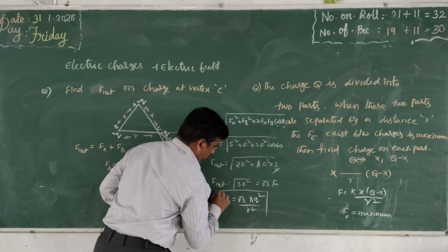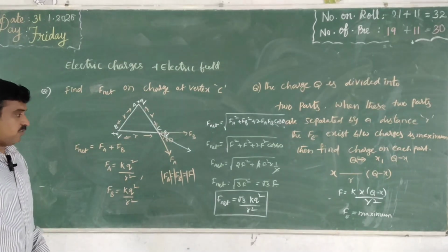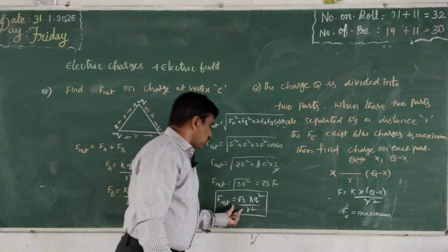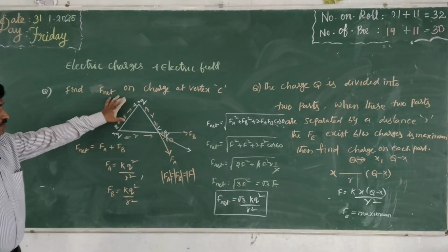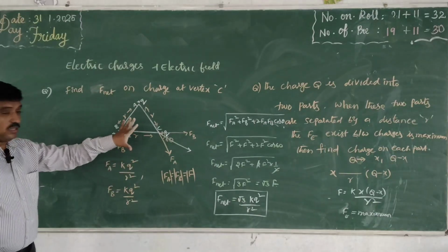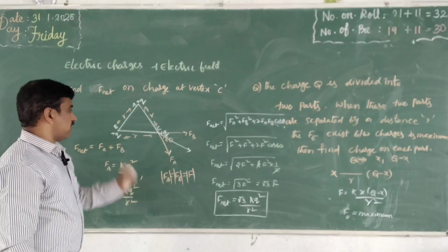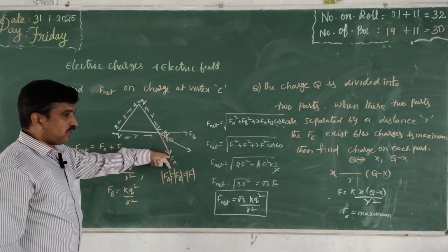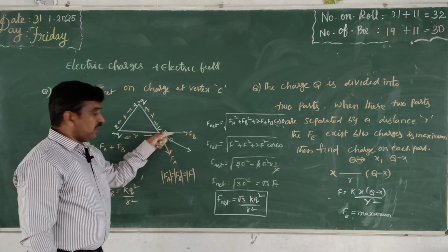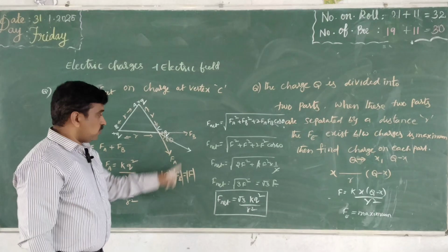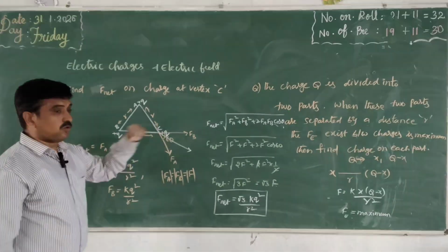This is the net force acting on the charge at vertex C: F net equals root 3 K Q square by R square. Again, three charges plus Q, plus Q, plus Q are arranged in an equilateral triangle. What is the force acting on the charge at vertex C? Due to this charge, this is the force FA. Due to this charge, this is the force acting this way. These two forces act in different directions, so we use the vector law of addition, because electrostatic force is a vector quantity.